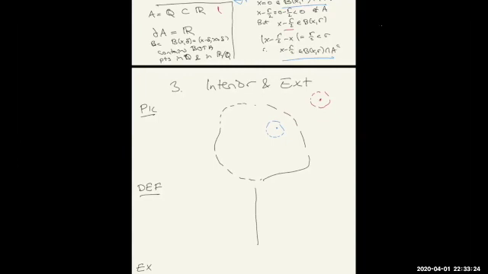The interior, denoted by the interior of the set A, where A is a subset of a metric space here, is all those x's such that there exists a delta positive, such that the ball centered at x of radius delta is contained in A, and the exterior is defined by there exists a delta such that this ball is contained in the complement.